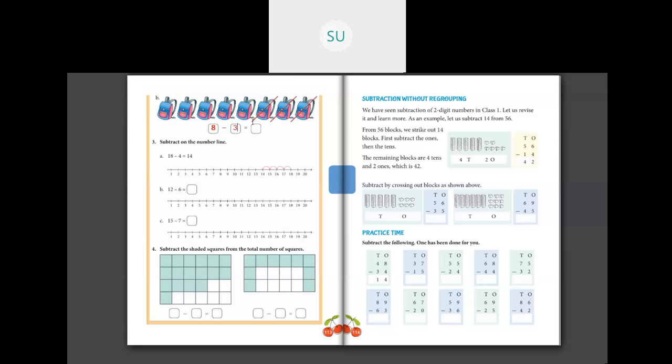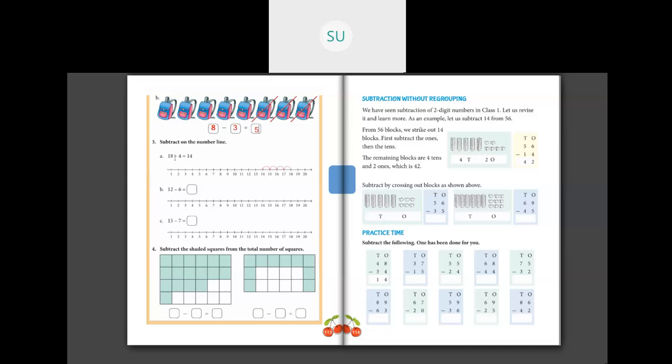So, 8 minus 3. So, how much is 8 minus 3? We'll count the number of bags which are here. So, 1, 2, 3, 4, 5. So, 8 minus 3 is equal to 5. Okay. So, this was another kind of subtraction. Now, subtraction on the number line.